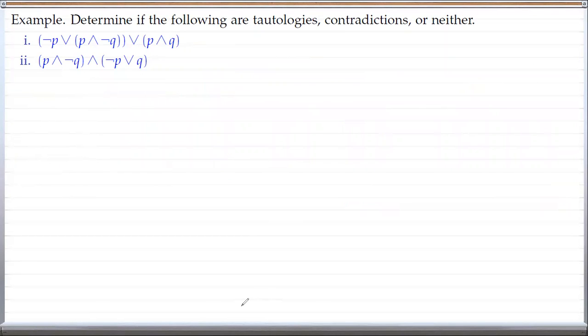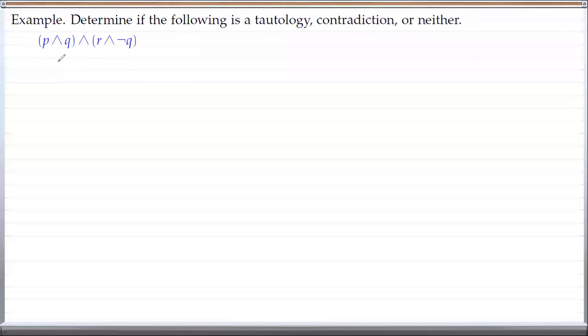Let's look at the next example now. Again, we want to determine if this expression is a tautology or contradiction or neither. So we have P, Q, and R. We will need columns for P, Q, and R, and we need to evaluate this expression. So it looks like we need P and Q. Then we need R and not Q. And then we need to combine those two.